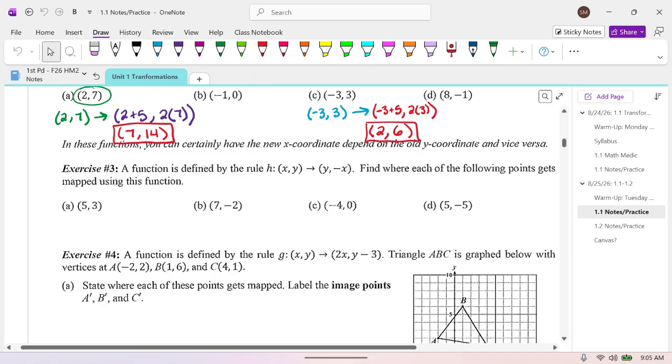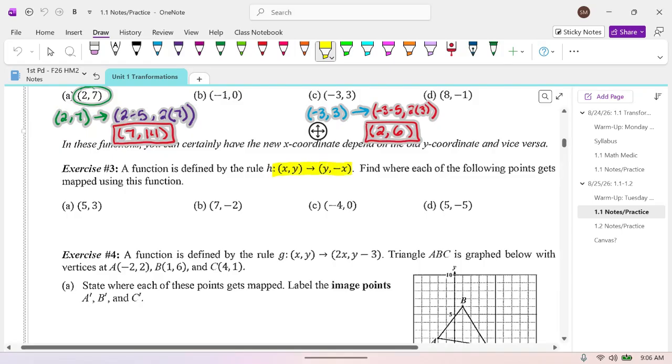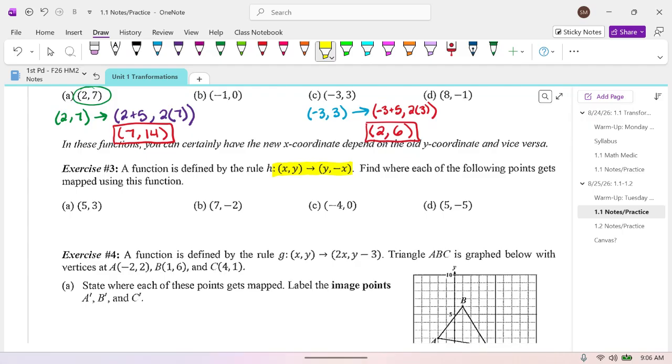So example 2, the rule changed. It's now, if we start with the point xy, it becomes y, negative x. So what do you think happens? So we're not adding or multiplying anything to x and y. What do you think happens? So if we start with xy, what do you think is going to happen? Just predictions. What's going to change?